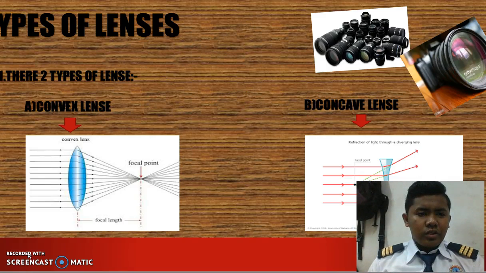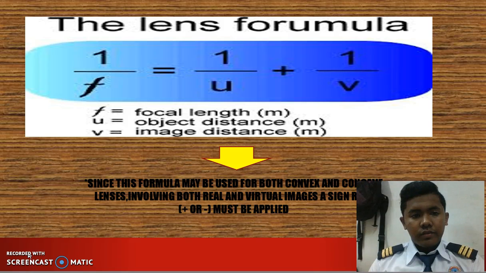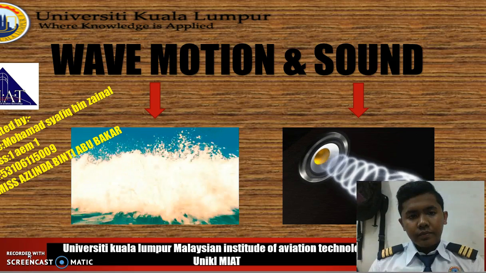Types of lens. There are two types of lens. The first one is the convex lens and the second one is the concave lens. This is the formula for lens. Since this formula may be used for both convex and concave lenses, involving both real and virtual images, a sign rule, positive or negative, must be applied.